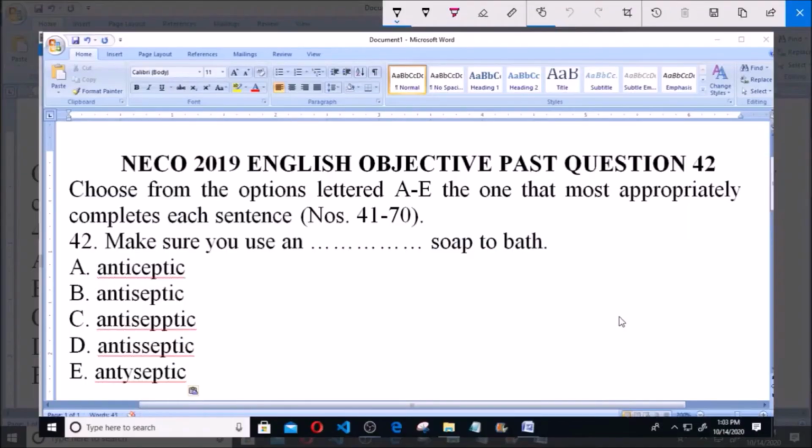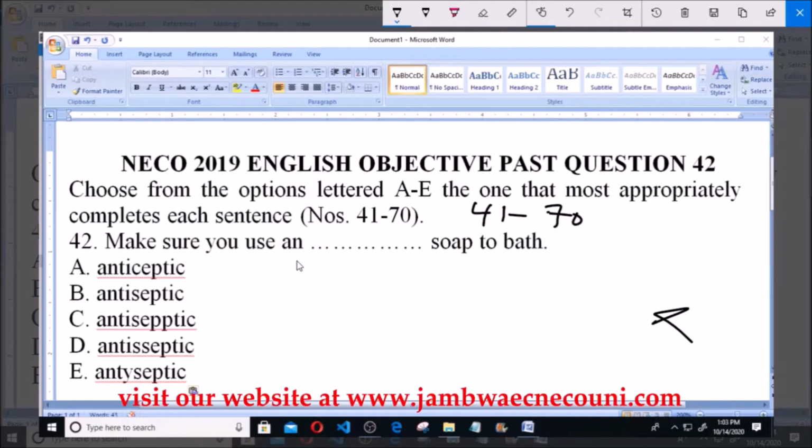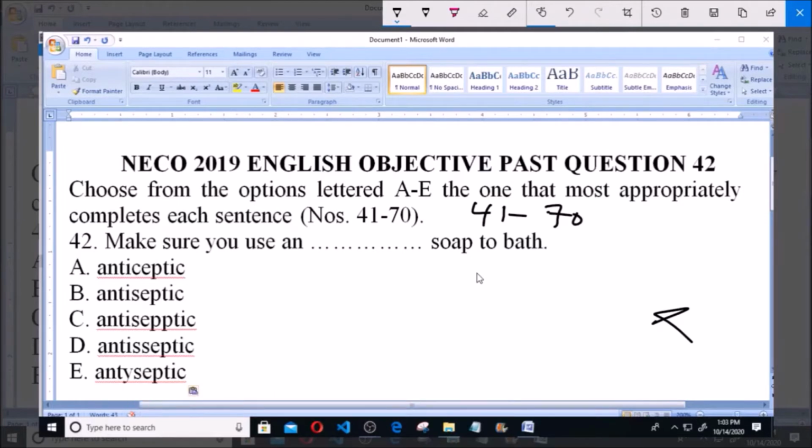Good afternoon, welcome. This is NECO year 2019 English Objective past question, question number 42. The instruction says choose from the options lettered A to E the one that most appropriately completes each of the sentences, and we use it to answer questions 41 to 70. Today's statement says, make sure you use a dash soap to beat.